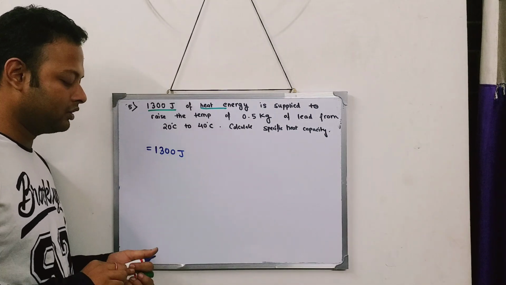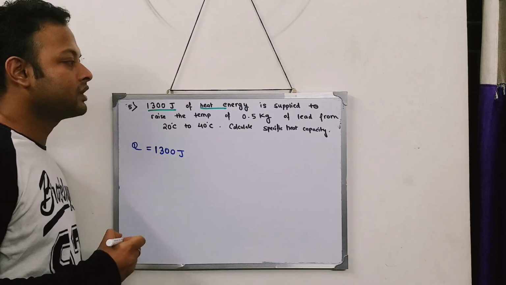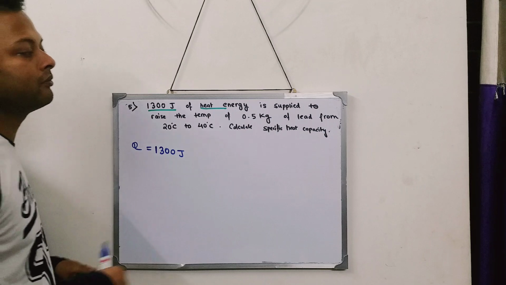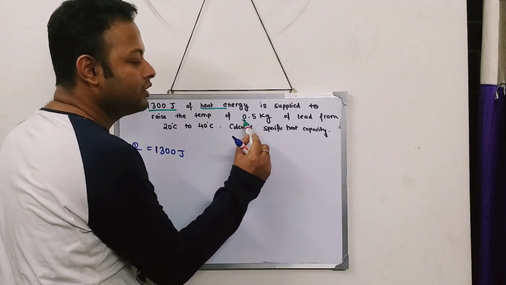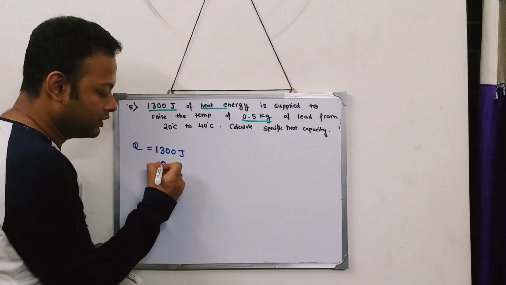So I will write 1300 joule as the value of Q supplied to raise the temperature of 0.5 kg of lead. So what is this 0.5 kg also? What is this 0.5 kg?